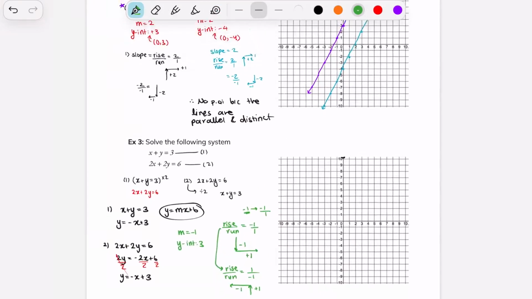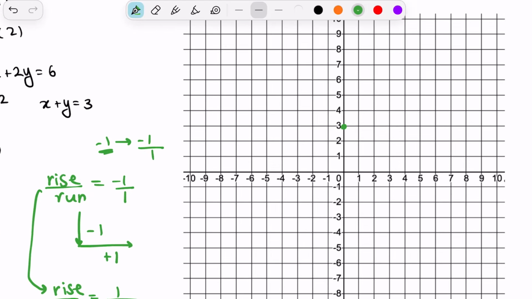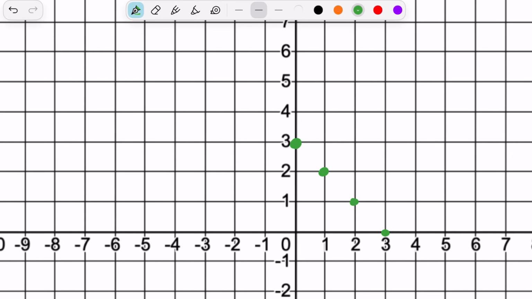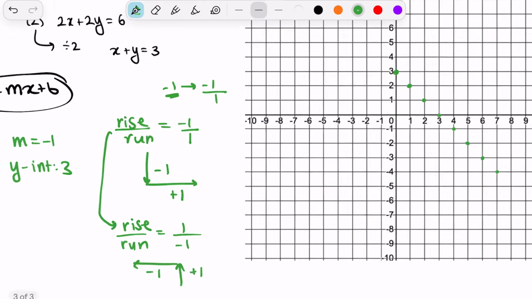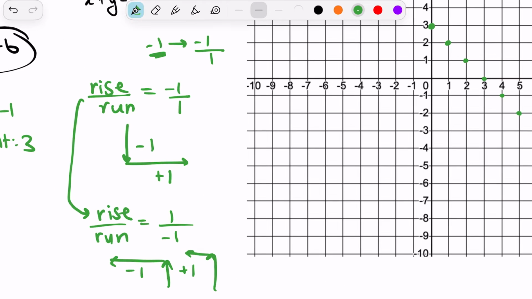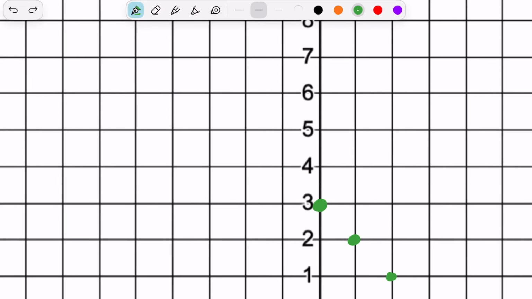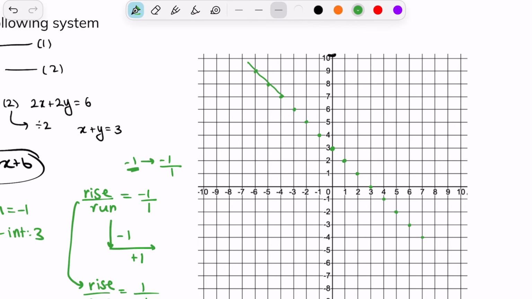So now let's graph this line. Our y-intercept is positive 3, which is right here. Our slope tells us to go down 1 unit and then to the right by 1 unit, which is right here. So like this. And then to do the opposite, we go up by 1 unit and then to the left by 1. So up by 1, to the left by 1. So this is our line, and then you can connect all of your points like so.